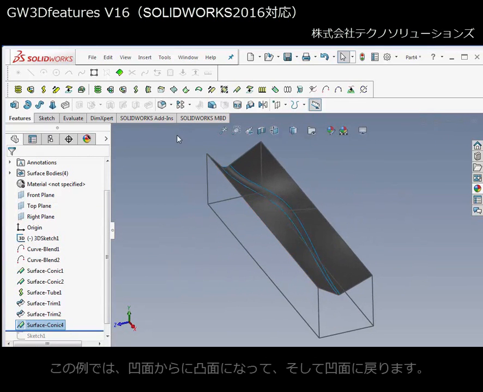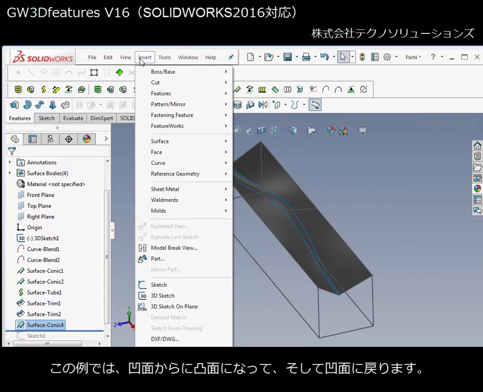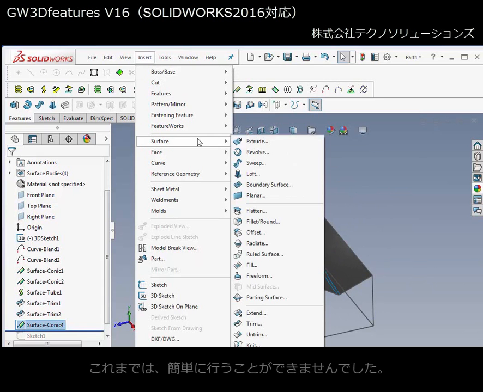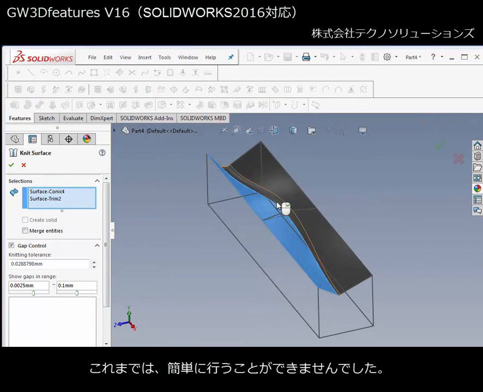Here we have an example which goes from concave to convex and then back to concave. This isn't very easy to do with most conic surfaces. Cubics are a bit more tolerant.